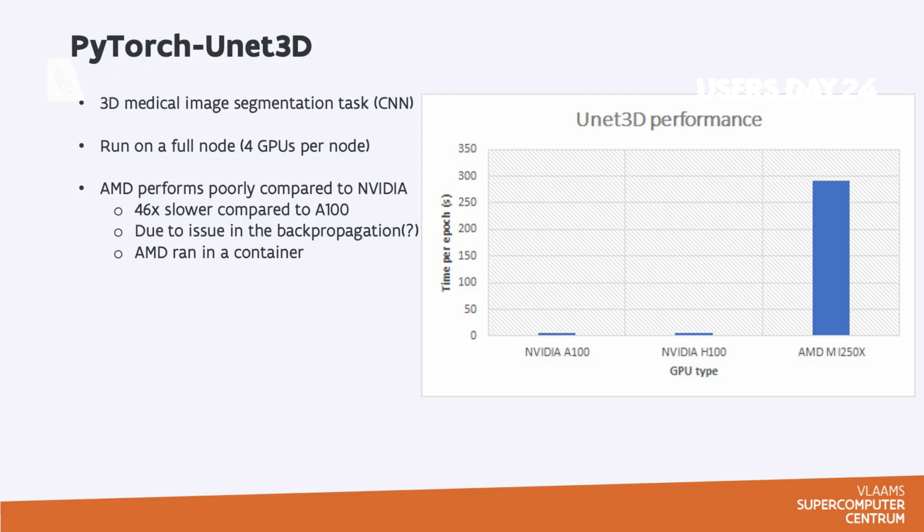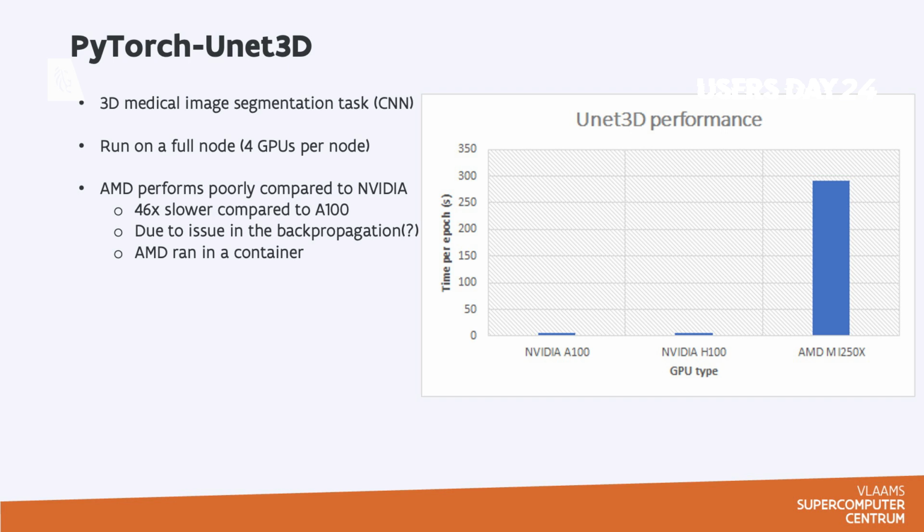Then we did a test with UNet 3D, which is used for medical image segmentation, again a CNN. And here we ran on a full node, so that's 4 GPUs per node or 8 GCDs for the AMD nodes. And here we saw a big difference in performance. It's the same as the previous one, it's the time per epoch, so the higher, the worse your result is.